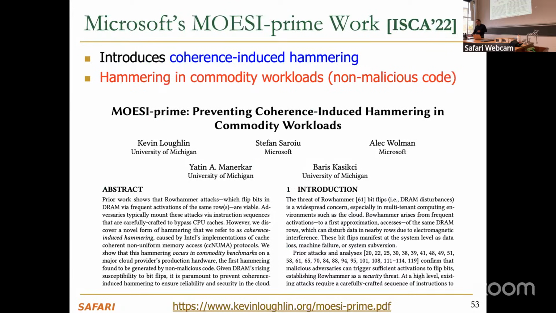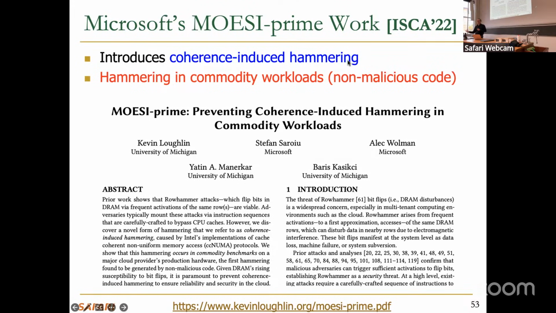Okay. At the same time, Microsoft was also doing a lot of research in this area. They were publishing papers, including some papers with us. This work was one of the interesting works that they published. I will not go into a lot of detail, but this work showed that you can do hammering that induces coherence actions, and coherence we're going to cover later on. Coherence is to keep caches coherent, meaning consistent with each other. The same address has the same value when they're cached. But you can induce coherence actions by doing a lot of hammering, and these coherence actions can lead to bit flips in commodity workloads.